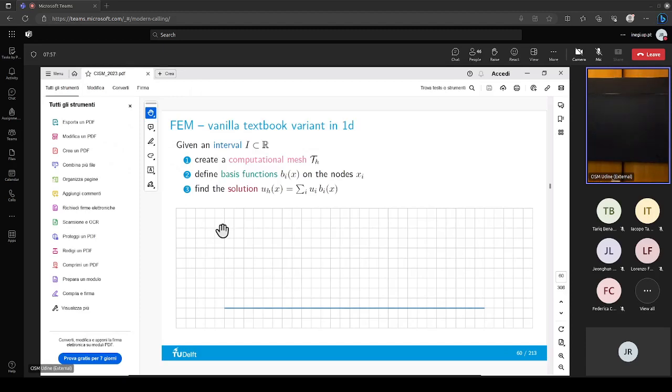Let's look at the very simplest case, vanilla or textbook FEM, as you see it in a mathematics textbook. Let's assume we have an interval in 1D given. We are creating a computational mesh. Let's create the simplest computational mesh. Then we define the basis functions. May I ask the people online, do you see what I draw?